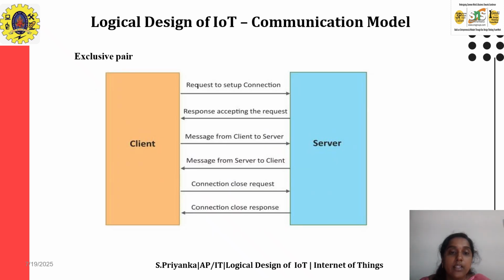The exclusive pair is a bidirectional, fully duplex communication model that uses a persistent connection between the client and the server. Once the connection is set up, it remains open until the client sends a request to close the connection. The client and server can send messages to each other after the connection is set up. Next is IoT communication APIs.